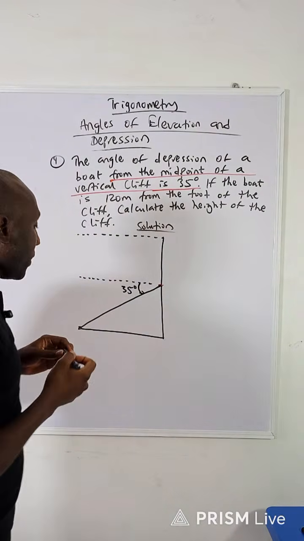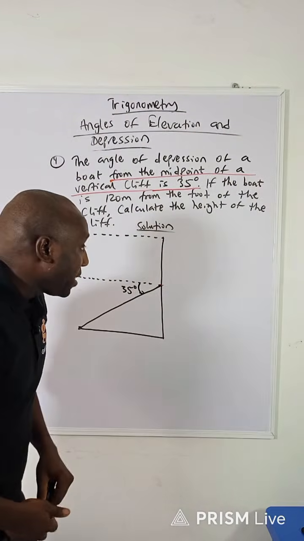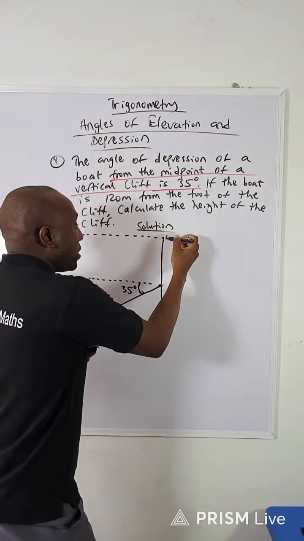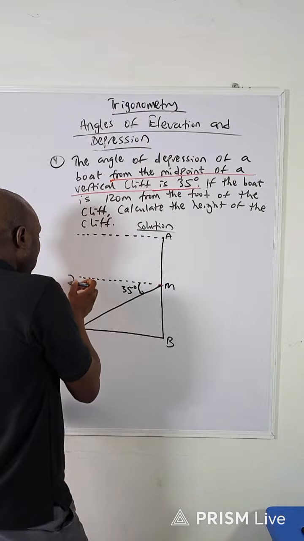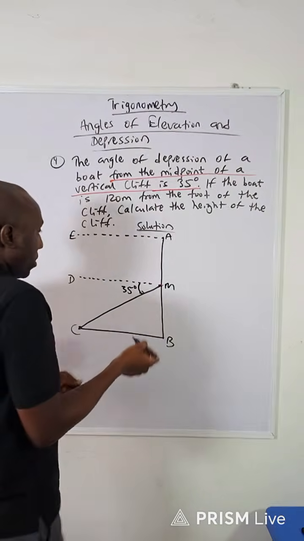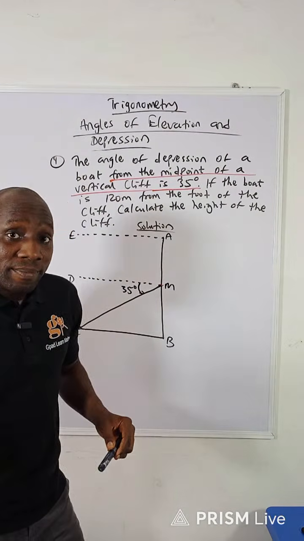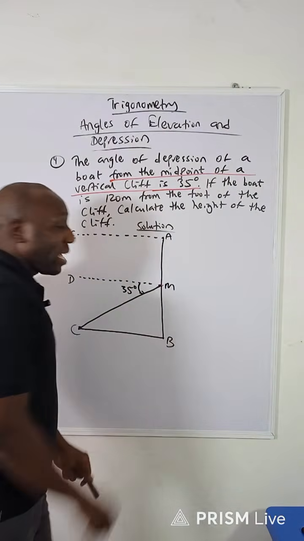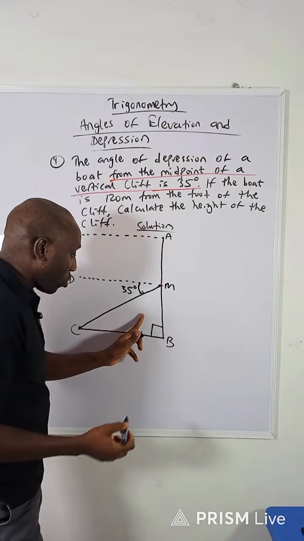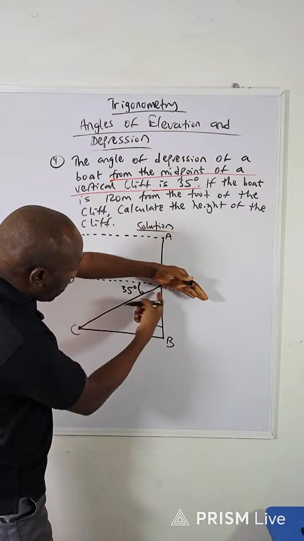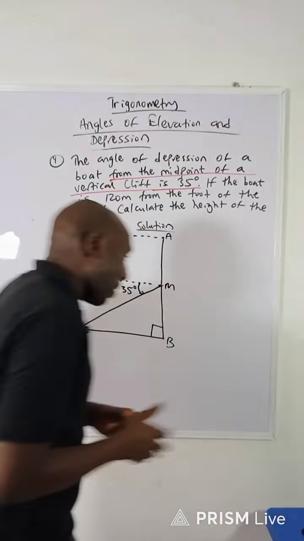So we have gotten the angle of depression. Now they said calculate the height of the cliff. Let's call this A, B, C. I can call this M, and this D. What we need is just this side here. We want to get the height of the cliff, which means from A to B. That's going to be the height of the cliff. But the triangle involved is just this one here, and it doesn't get to A. It stops here because this is to the midpoint of the cliff. Are you following?